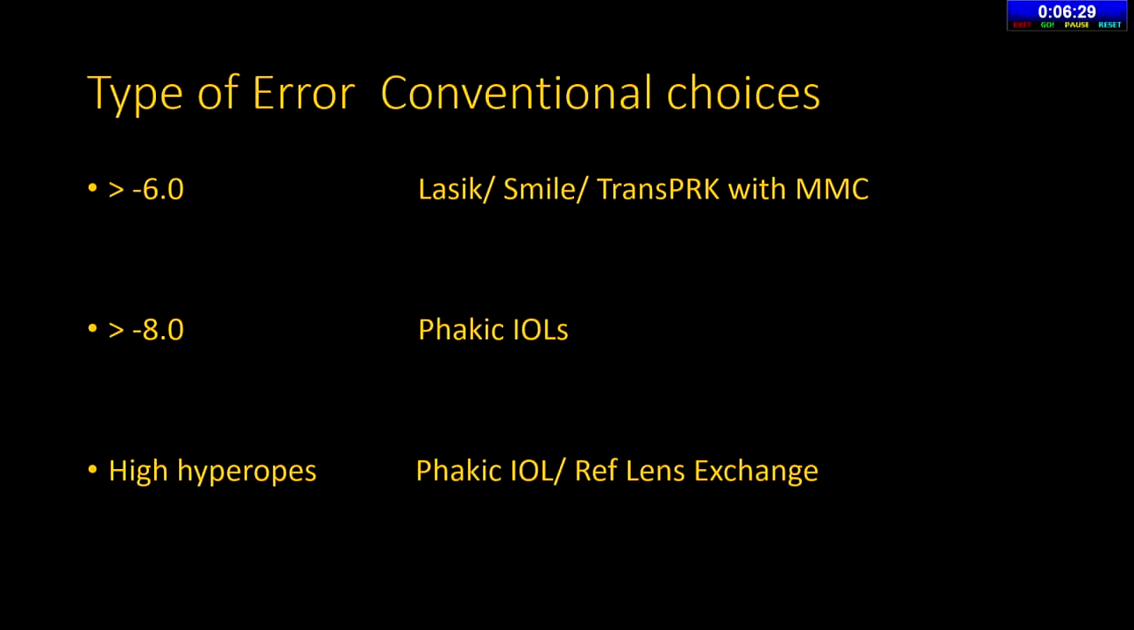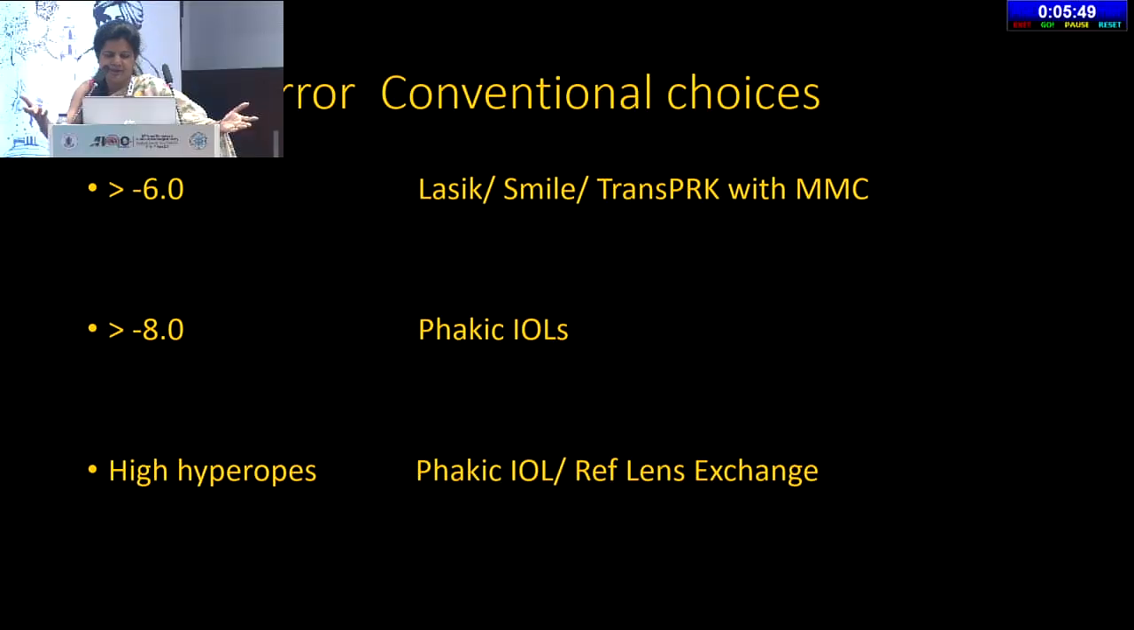Then of course you have conventional choices for the type of refractive error, as we have been taught all along. When you have a myopia higher than -6, you can choose a trans-PRK with MMC, but less than that you can avoid MMC. But right now I use MMC for all refractive errors with trans-PRK, because I've seen that even astigmatism as low as 2 or 2.5 can lead to subepithelial fibrosis.